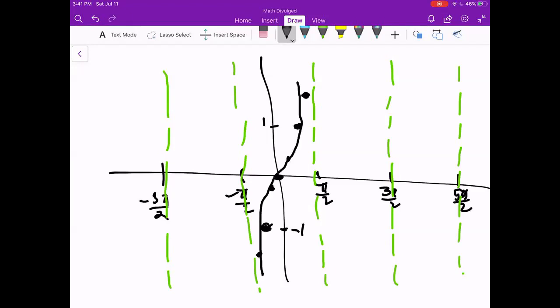Or let me redraw that. That's also not very good. It's kind of hard to draw graphs. Oops.